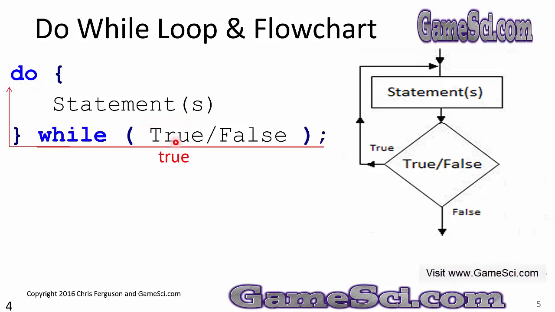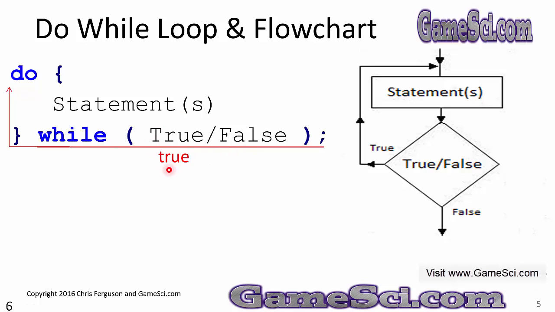After the statements, we evaluate the true-false condition at the end of the loop. Again, we'll assume this is a true statement at this point. If it is a true statement, it will follow this arrow, go back up to the do to repeat the code. The do will drop in and execute the block of statements. After it's done executing the block of statements, it'll hit the while statement again.